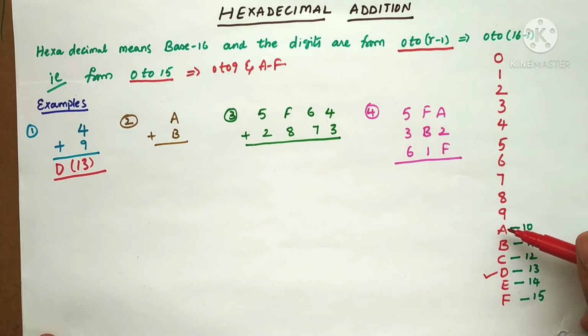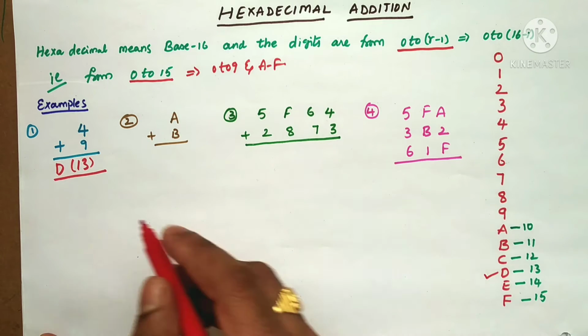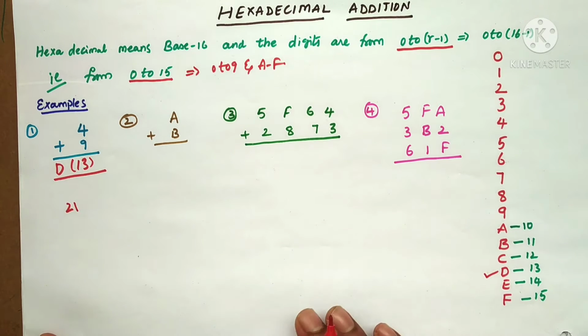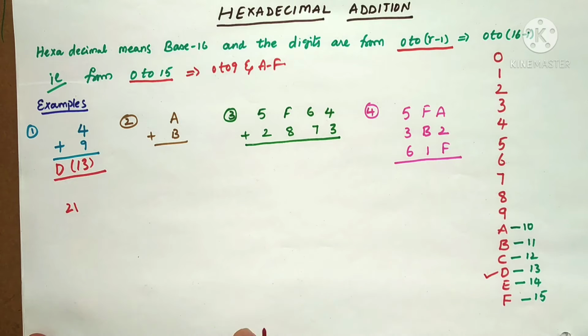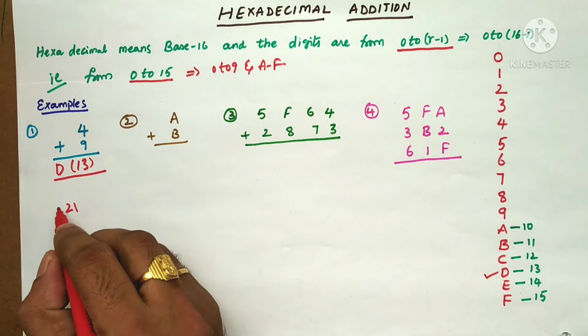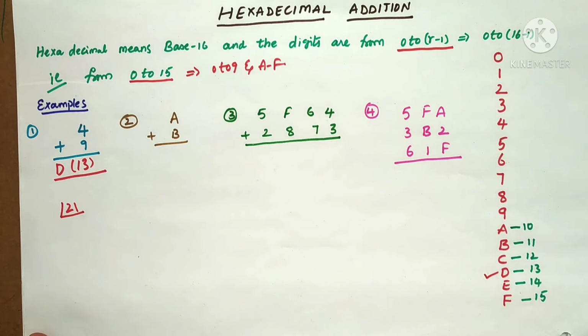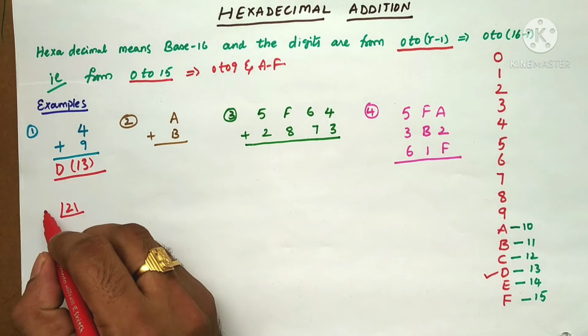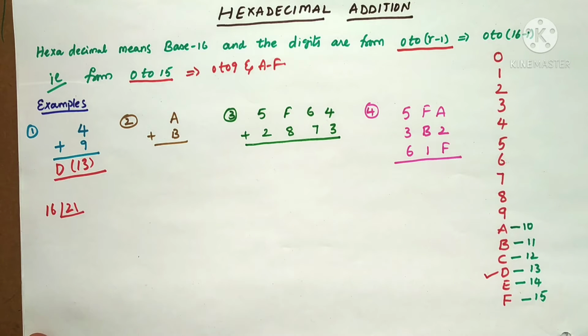A means 10, B means 11, so the value is 21. A plus B means 21. 21 is not a hexadecimal number. 21 is a decimal number, so we have to convert this 21 into the hexadecimal number system by dividing by 16.